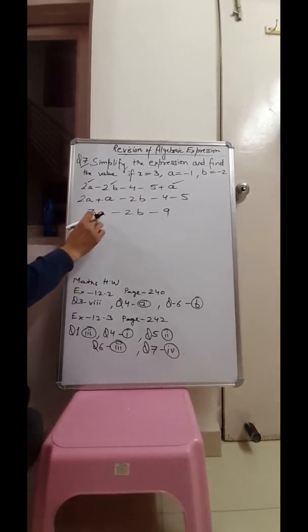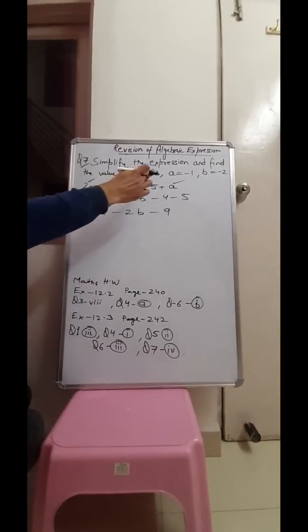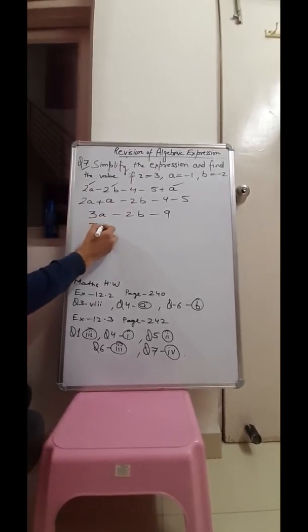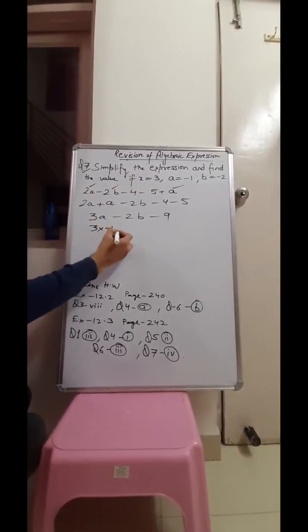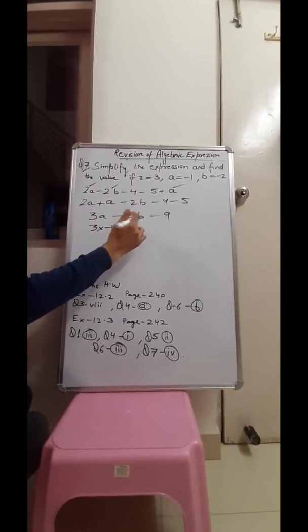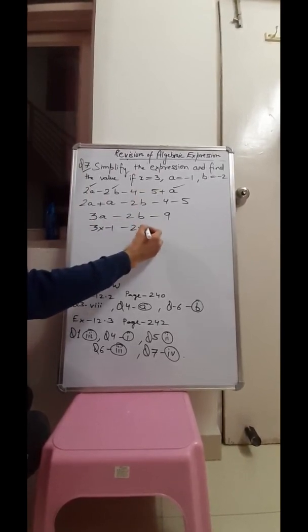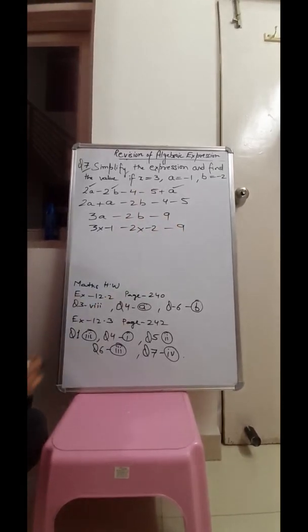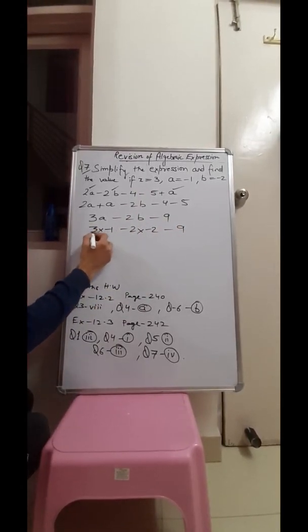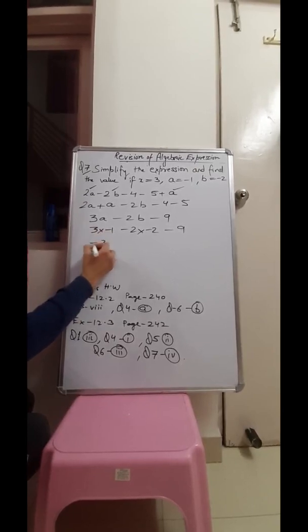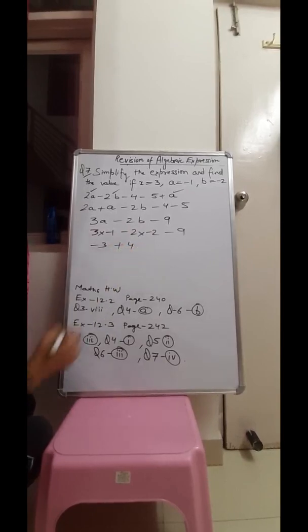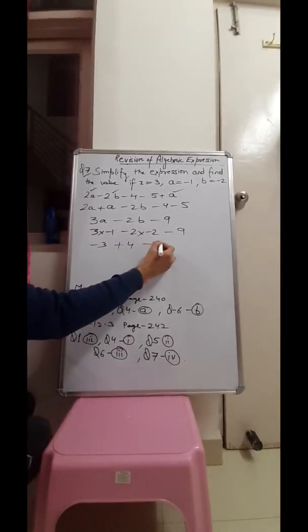So now we have to put the value of a and b, because a is minus 1 and b is minus 2. So 3a means 3 multiplied by a value, which is minus 1, minus 2b means minus 2 into b, which is minus 2, and minus 9 will come as it is. So 3 into minus 1 gives you minus 3, minus into minus gives you plus 4, and it is minus 9.